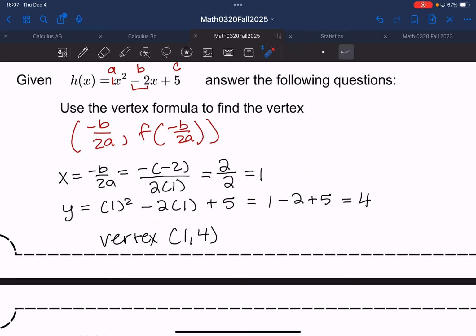Is 1 considered f, the f is a number? Say that one more time. How do we use 1? Where do we get 1? 1 was found using this formula, the negative b over 2a. Oh, I see. So we plugged in what we found using that formula. Yes, because this part of the formula is saying take what you found for x, and plug it back in. And that's what we did. Correct.